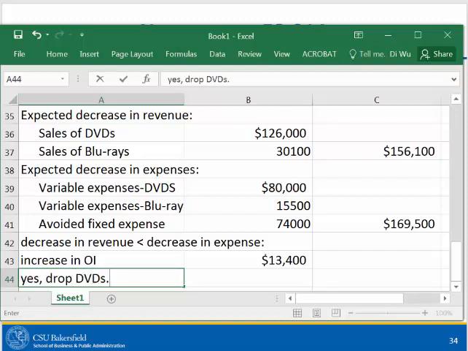That concludes learning objective 4. We will talk about other learning objectives in the next video.